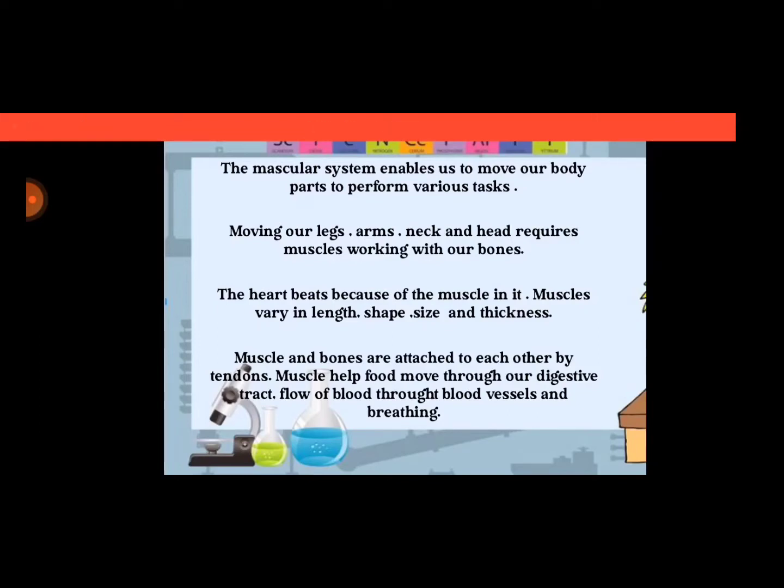Muscles and bones are attached to each other by tendons. Dahil sa tendons, yung muscles and bones daw po ay attached to each other. Muscles help the food move through our digestive tract, flow of blood through blood vessels, and breathing.